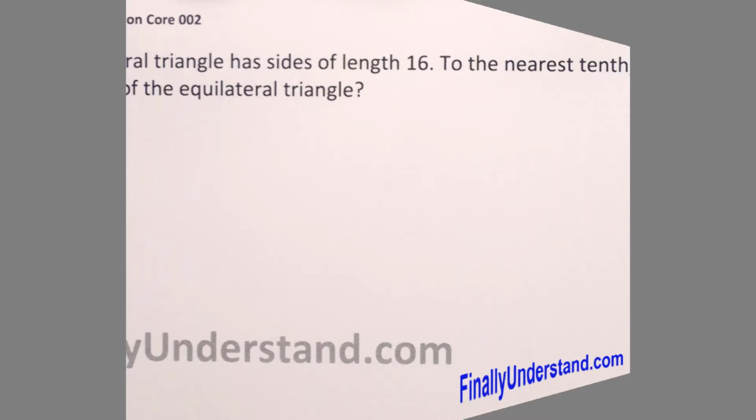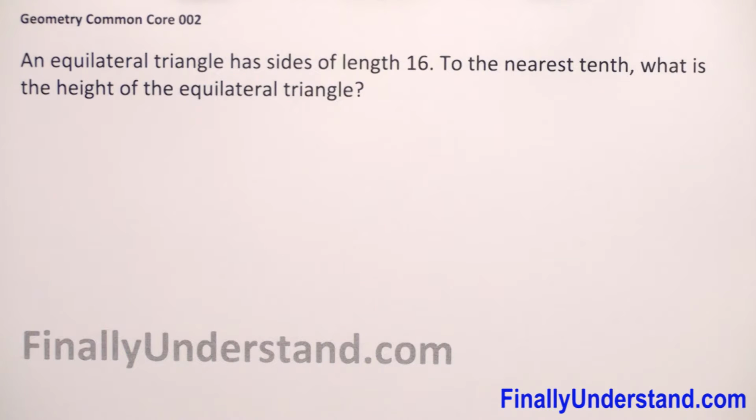An equilateral triangle has sides of length 16. To the nearest tenth, what is the height of an equilateral triangle? Equilateral triangle means that all sides are congruent.